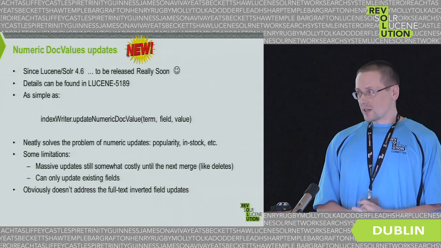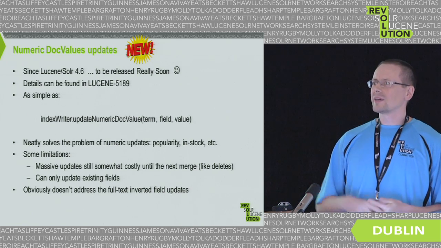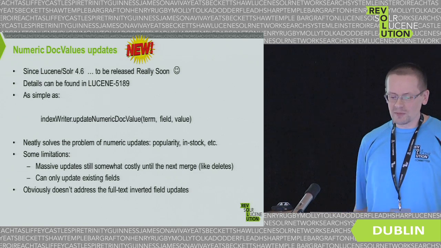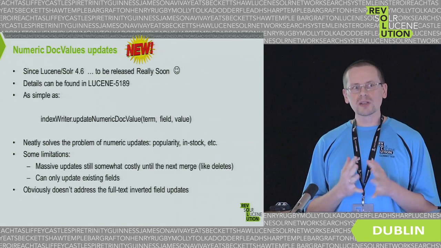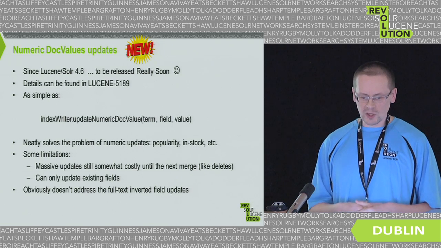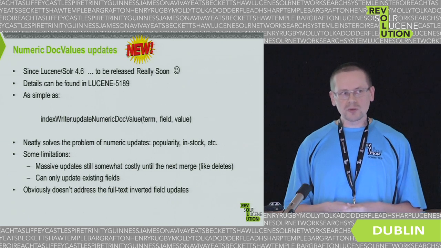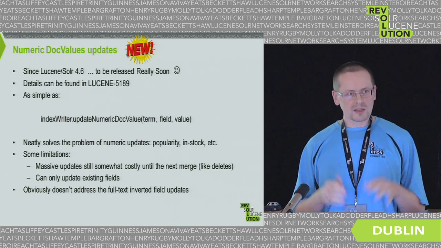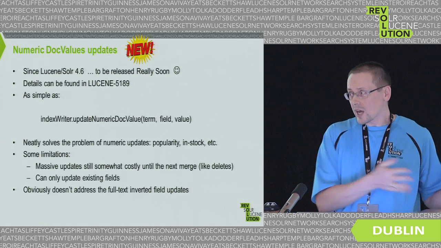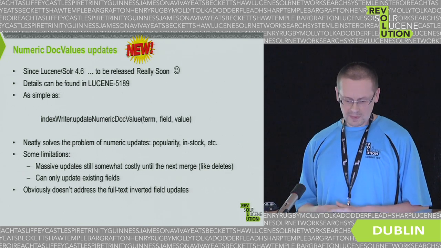Numeric doc values updates. It's a feature that was, I don't know if Shai is here. Yeah, congratulations and kudos to you. Give a round of applause for the man, because this is a very, very useful functionality. It's not advertised yet because it will be released in Lucene 4.6. But it's really, really handy because it's a very elegant way of handling these numeric updates, which you could handle with external file field, but this is much more elegant.